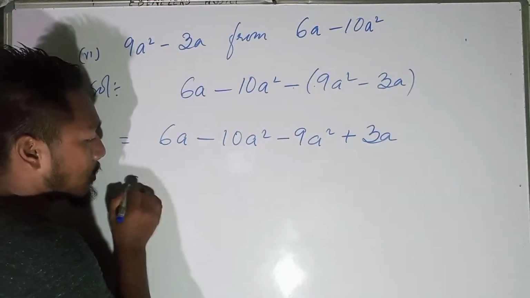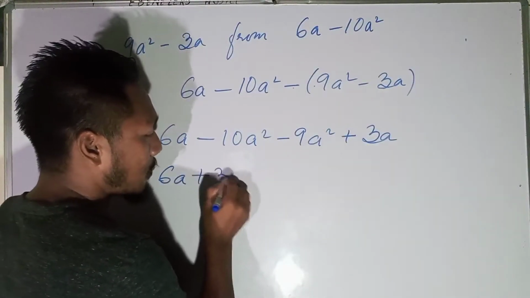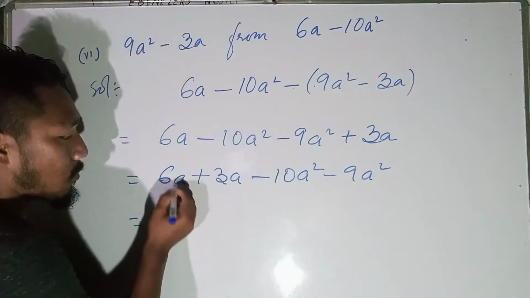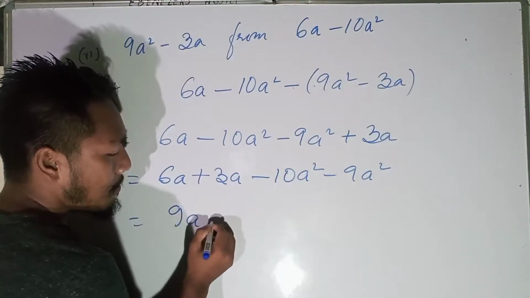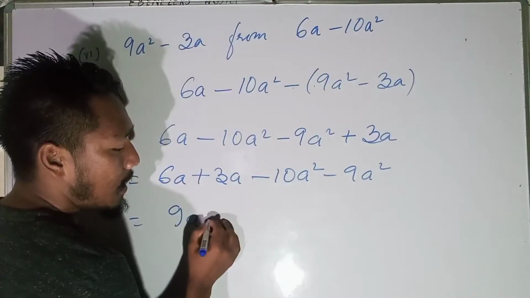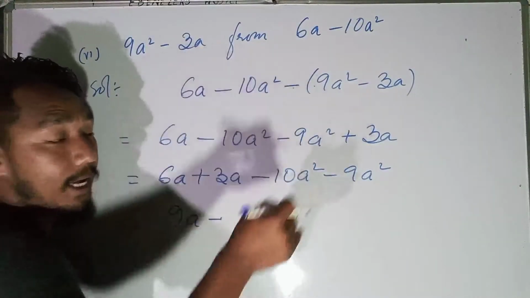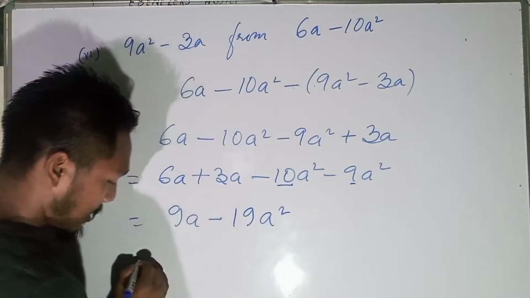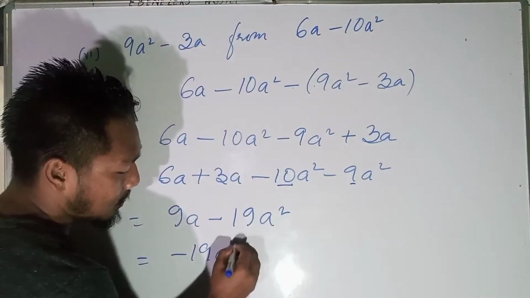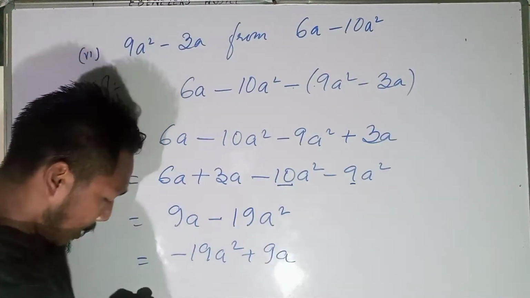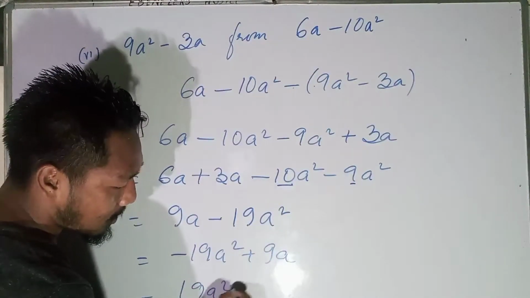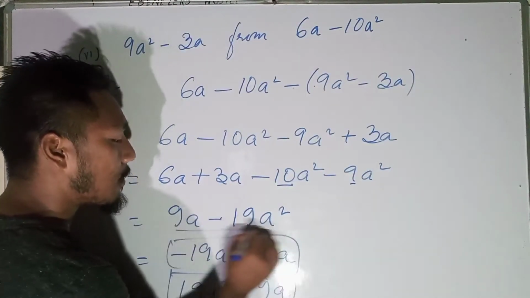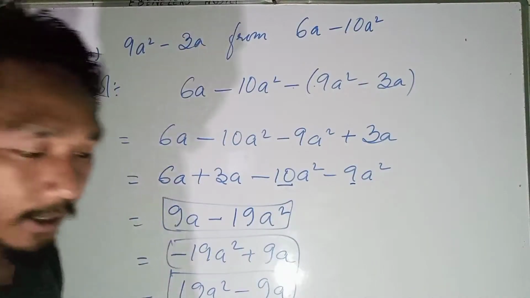Okay. So I will do here 6a and 3a, I will write it together. Minus 10a squared and minus 9a squared, I will write it together. So 6 plus 3 will become 9a. Minus and minus is here, so minus will be, and same sign, number get added, that means 10 plus 9 will become 19a squared. I can also rearrange this one, minus 19a squared plus 10a. Or we can also write this one as 19a squared plus will become minus. So anyone, this one, or this one, your answer is correct.